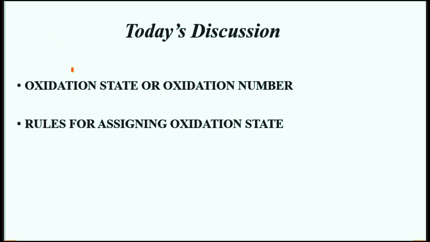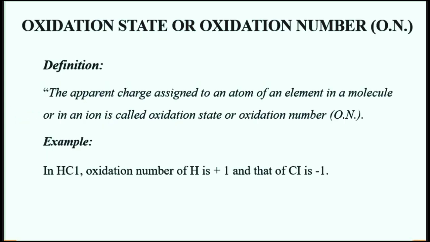First of all, we will discuss the oxidation state, then we will discuss the rules for assigning the oxidation number. Basically, we are going to define the oxidation state or oxidation number. The oxidation state or the oxidation number is denoted by ON. O stands for oxidation and N stands for number.